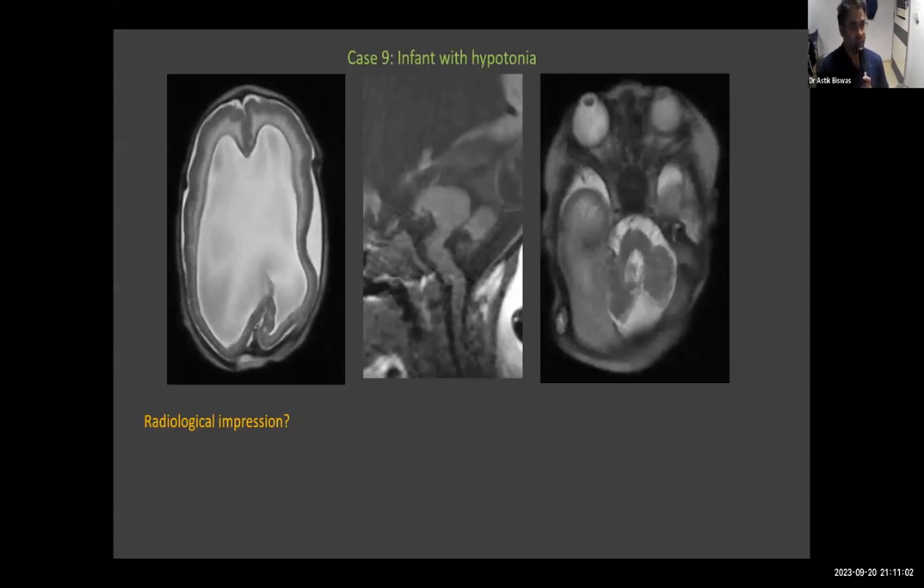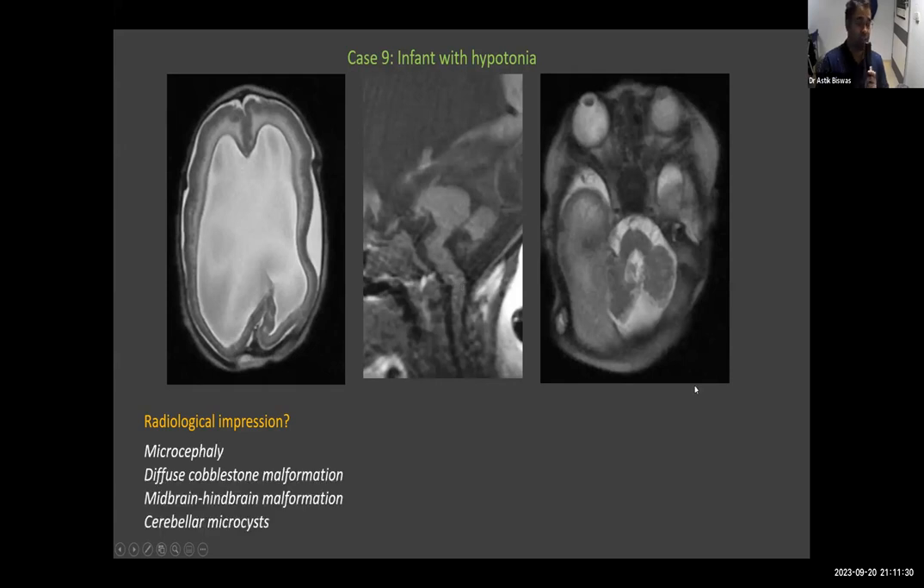So case 9, infant with hypotonia. T2 weighted images show extensive bilateral cortical malformation in the form of cobblestone malformation. You can see here again the vertical striations that are quite typical. The white matter is diffusely abnormal. There is ventriculomegaly. There is this characteristic Z-shaped brainstem with cerebellar dysplasia and small cysts. Creatine kinase levels were elevated in this case.